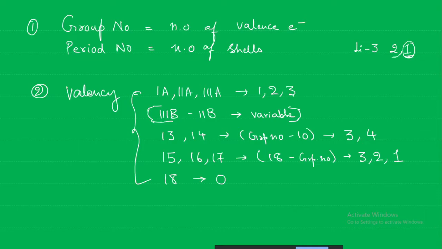Carbon is the representative element of which group? You can open your textbook, keep the periodic table before you. 14, no? Carbon is in group 14, so 14, 4A. So group number 14, 4A, it is having a valency of 4.